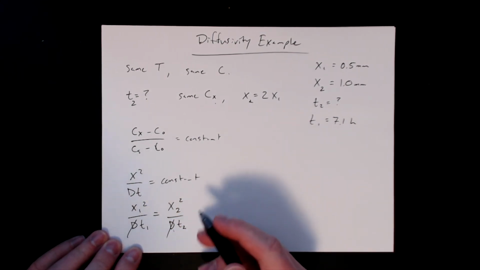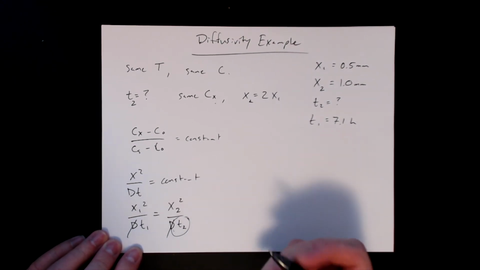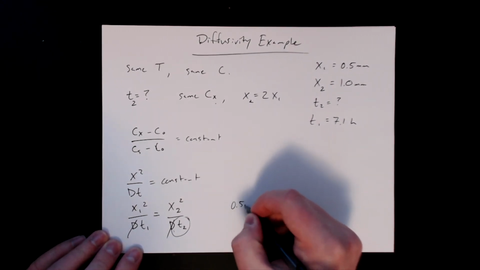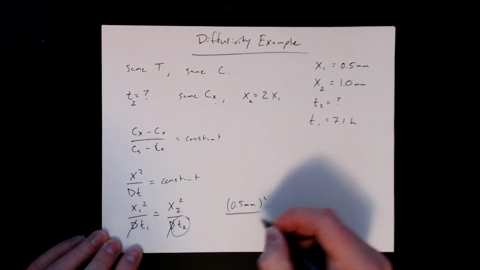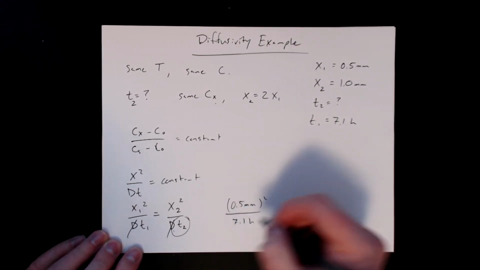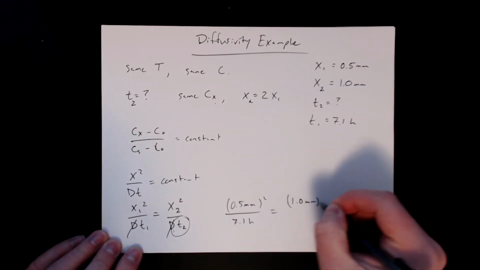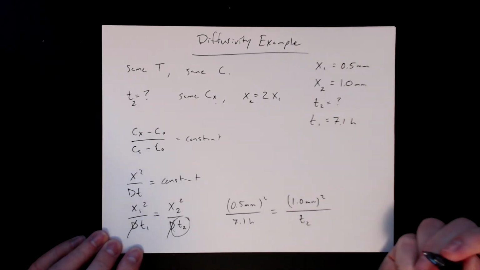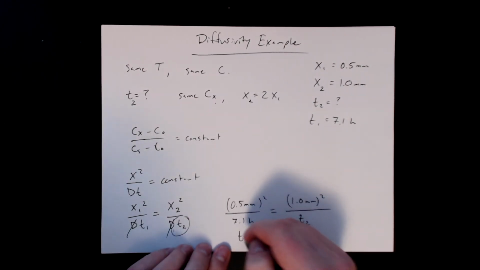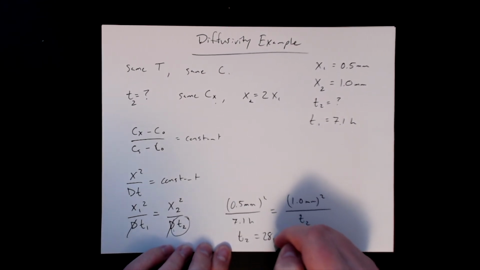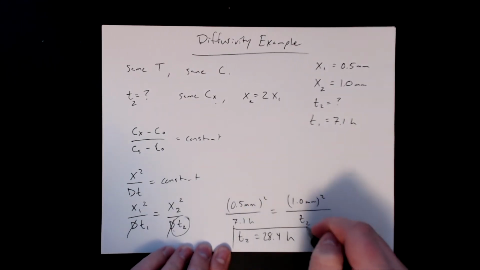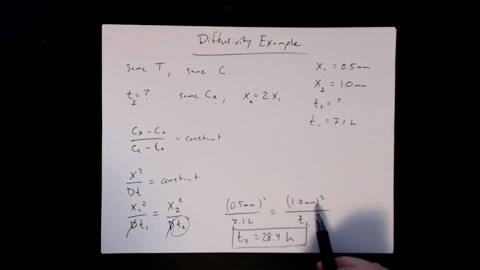And we know everything but this, right? So we're going to plug in everything. So we have 0.5 millimeters squared over T1, 7.1 hours. And that's going to equal x2, which is 1.0 millimeters squared over T2. So if we solve for T2, we see that the time now increases to 28.4 hours. So by doubling the depth, the time it takes to reach that same concentration goes up from 7.1 to 28, because we're dealing with the squared term here, right?